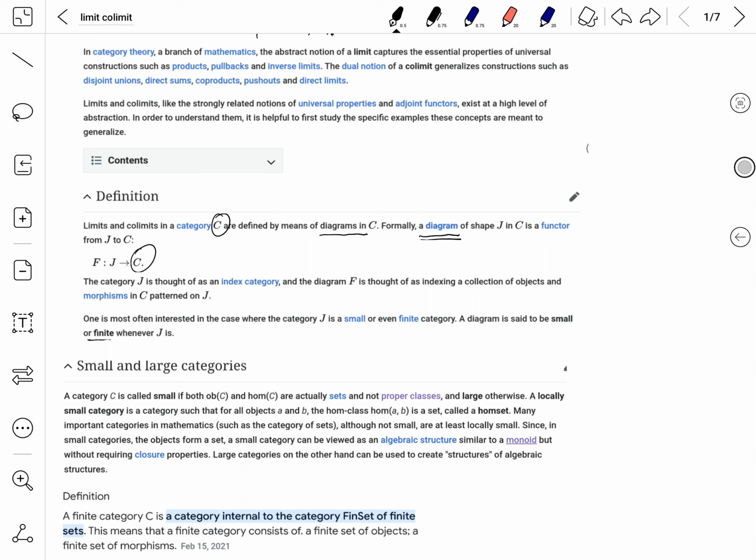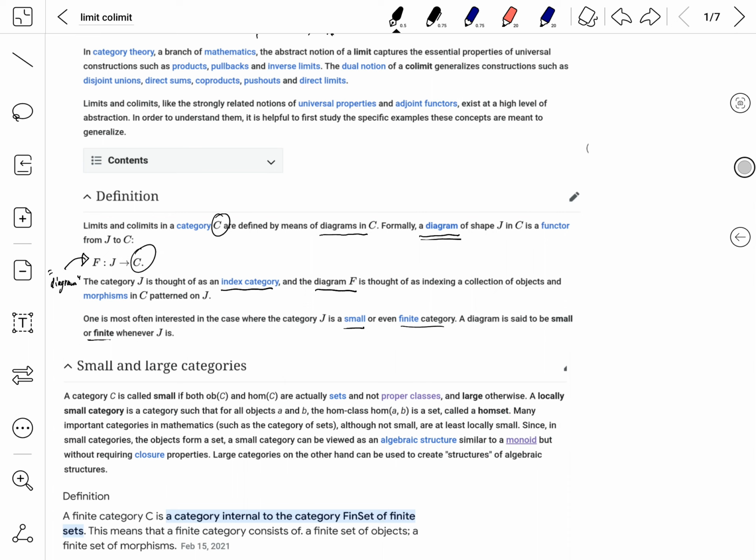The category J is thought of as an index category. And the diagram F, this functor, is called a diagram. The diagram F is thought of as indexing a collection of objects and morphisms in C patterned on J. One is most often interested in the case where the category J is a small category or a finite category. The corresponding diagrams are called small diagrams or finite diagrams.